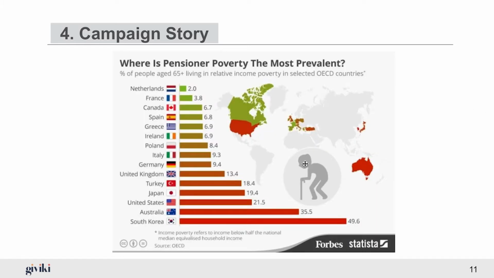And here's a graphic that I got from a Forbes news article that shows that South Korea has the highest elderly poverty rate amongst all OECD countries. So these seniors are very much a vulnerable group. And citing an article from Forbes makes this news seem credible.